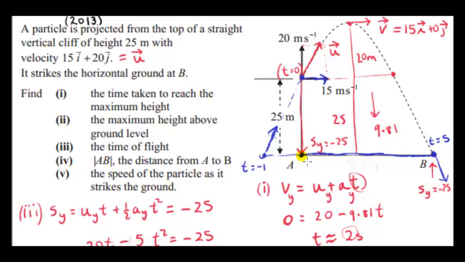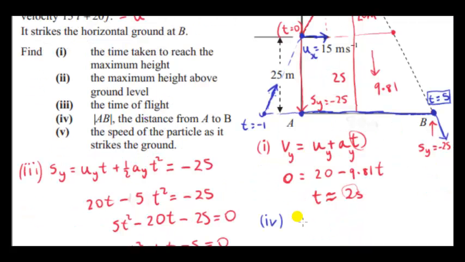So next we want the distance from A to B. Now we know the time of flight. We also know that the horizontal component of the velocity never changes. So this is ux, because there's no force in the horizontal direction. So in each second the particle travels a horizontal distance of 15 meters. So in 5 seconds it will travel a horizontal distance of 5 times 15 or 75 meters.